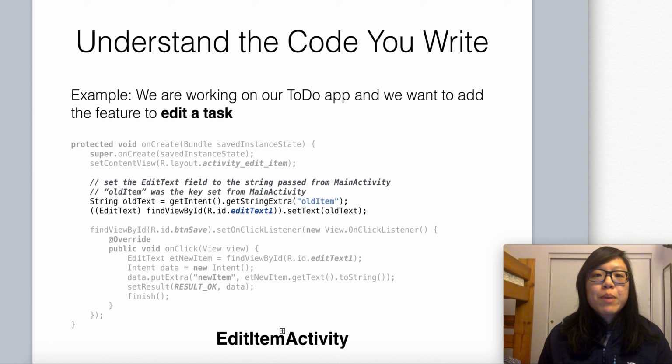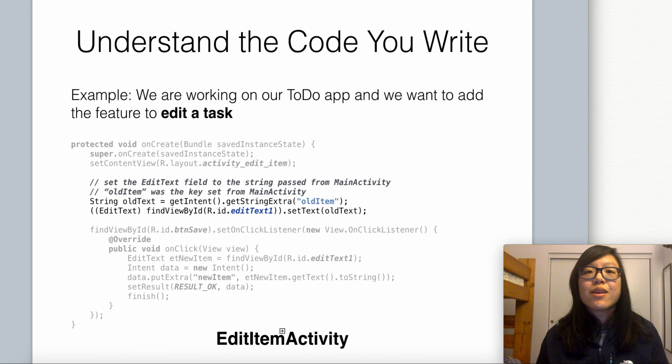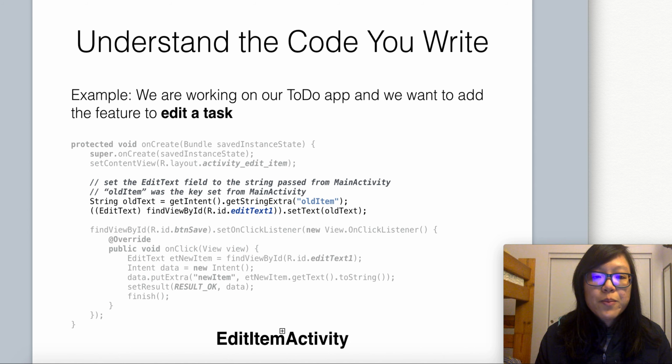And at this point, I might be like, what does get string extra mean? And why are we using the string old item again? And this is when I would go and Google Android get string extra intents. And then I would hopefully figure out that, oh okay, get string extra is what you use when you want to grab data that another activity has passed you. And old item is the original key that main activity used. So we're using that same string that main activity used to grab the data that main activity gave us. And then we're using that to set the text for the edit text view.